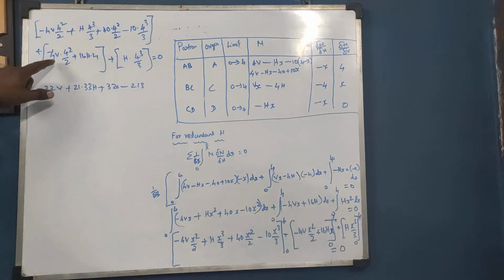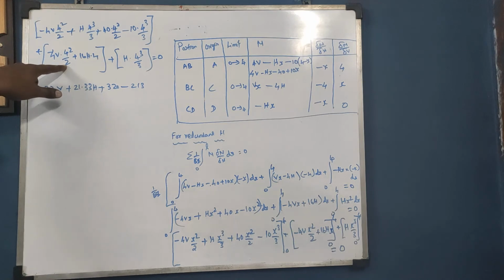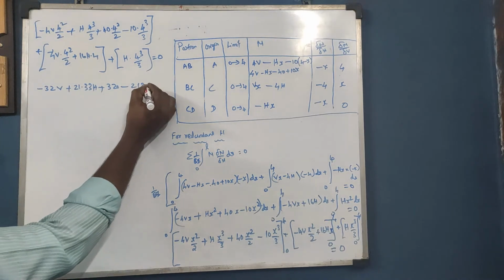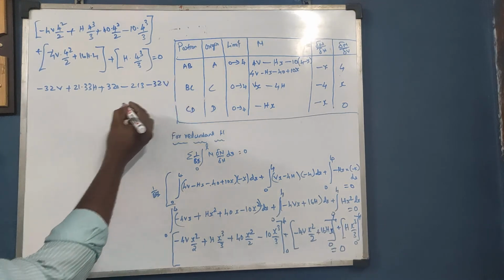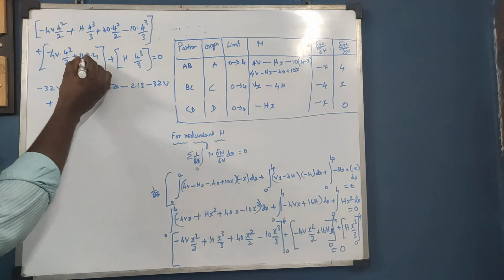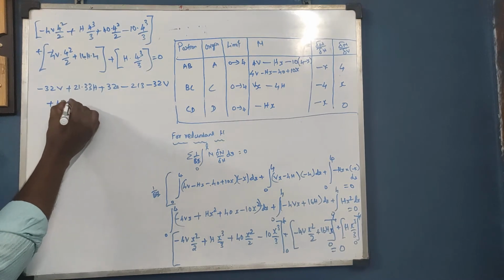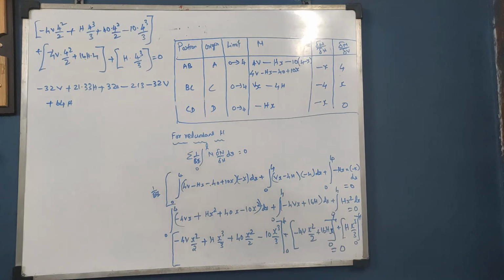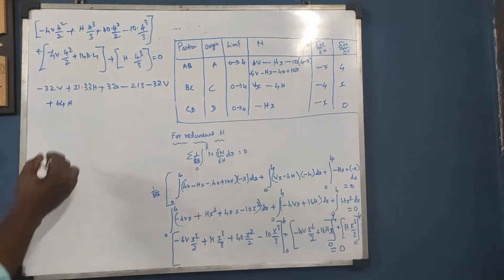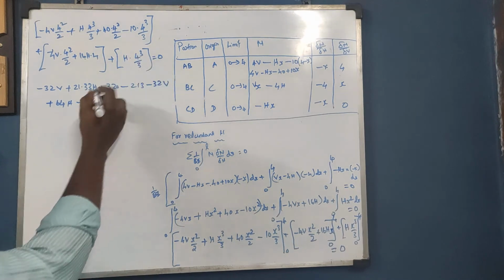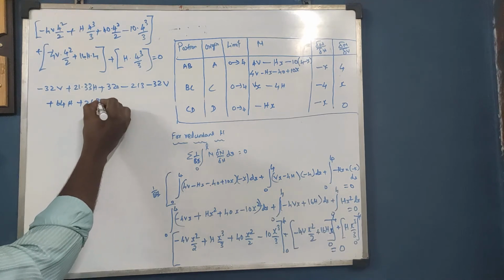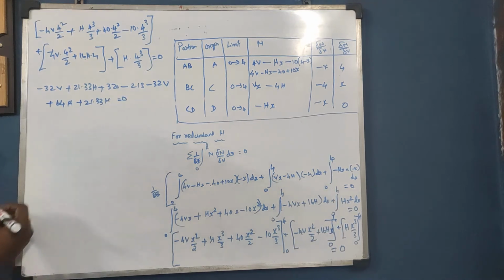And here minus 4b into 4 square by 2. 4 square by 2, it is 8. 8 into minus 4, it is minus 32b. V plus 16 into 4, it is 64h. 64h plus 4 cube by 3, it is 21.33h equal to 0.